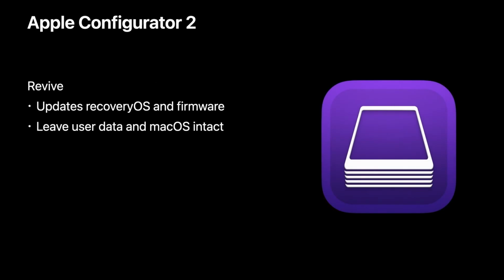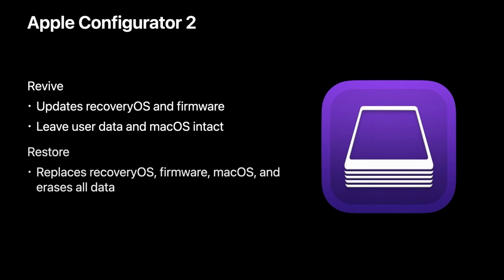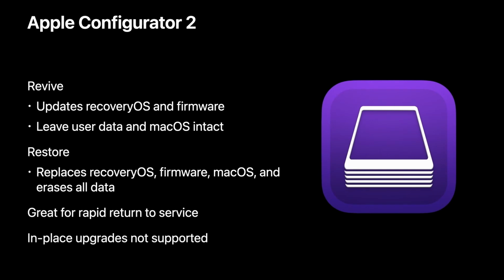And finally, Apple Configurator 2 for Mac is a great tool for IT in working with Mac computers with Apple Silicon. It can update Recovery OS and the firmware of the Mac to the latest version using the Revive option. And it can optionally install a fresh copy of the latest version of macOS, or from a previously saved IPSW file, if you choose the Restore option. With the Restore option, any previous data on any internal volumes is unrecoverable. The Restore option makes Apple Configurator 2 a great option for rapid return to service on Mac computers with Apple Silicon. Note that upgrading macOS in place is not supported using Apple Configurator 2.